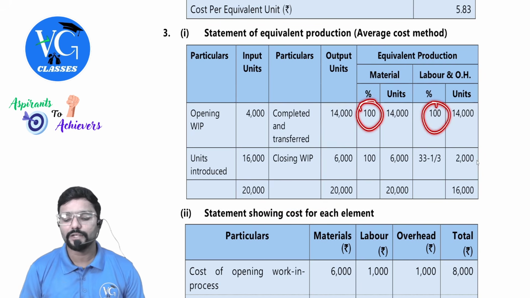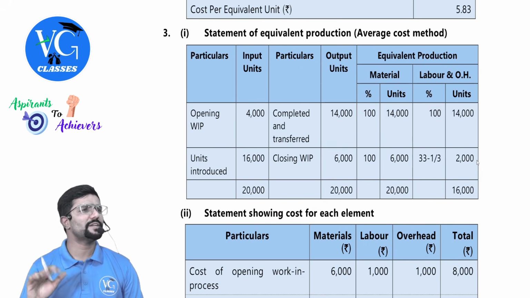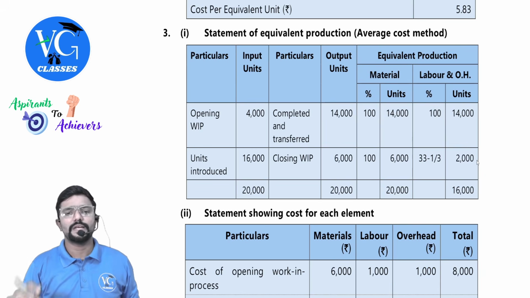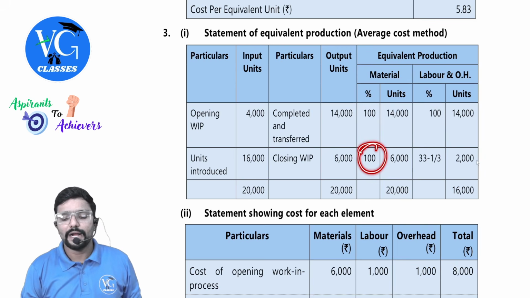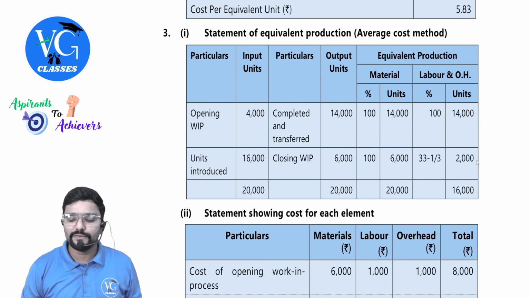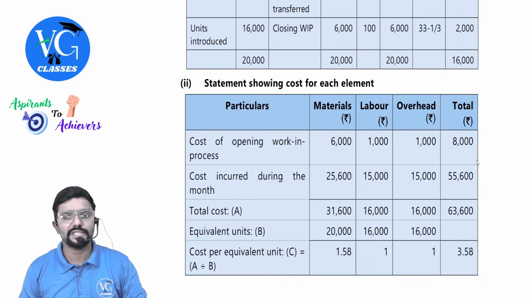So degree of completion for the output is 100%, no matter from where you produce. In the current period it's completed. Just take it. Closing WIP 100% with respect to material and 1/3 with respect to labor and overhead. So equivalent units for material would be 20,000, whereas for labor and overhead it is 16,000.